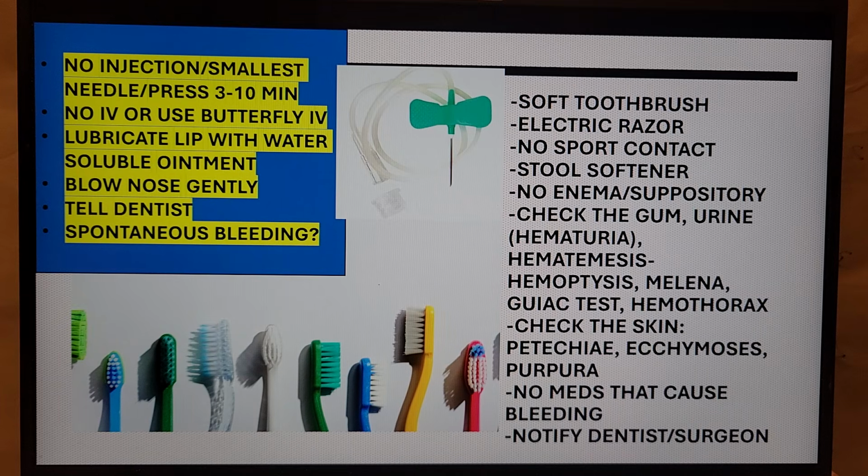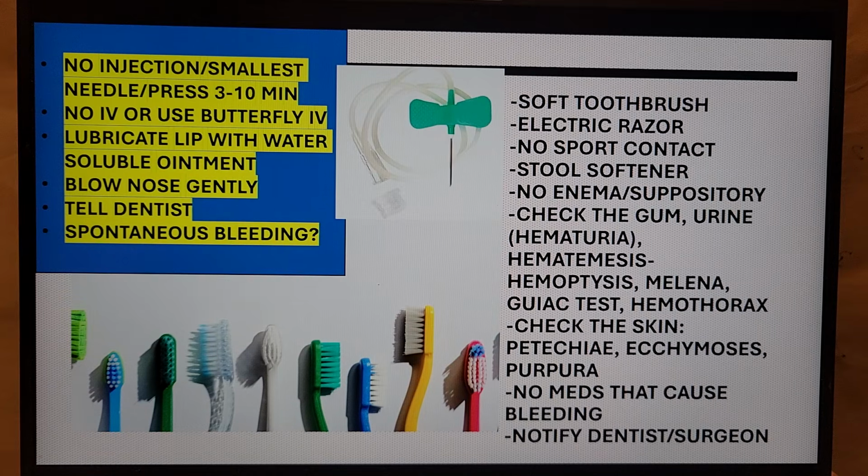If they go to the dentist or surgeon, tell them to remind the dentist before pulling their tooth, right? Soft toothbrush, electric razor, no sport contact. Remember, this is not contact precaution, okay? This is no sport contact, no sport contact. So teach them, don't do exercise that risks injury. Give them stool softener. You don't want them straining and then bleeding, right? No enema, no suppository.